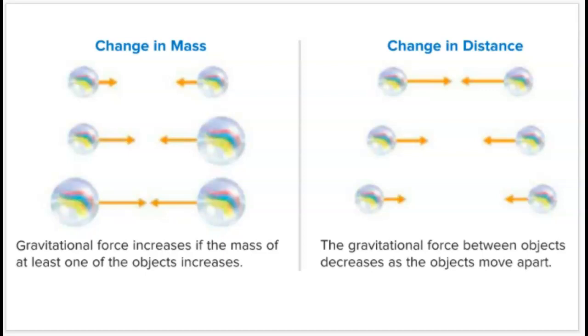Okay, now the opposite thing happens as you increase distance. So if you increase the mass of an object, its gravitational pull increases, but if you increase the distance between two objects, the gravitational pull will decrease. So over here on the right hand side, we're going to see that the gravitational pull will decrease as objects move apart. So we've actually discussed this a little bit before in class.